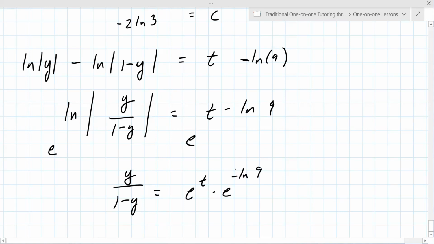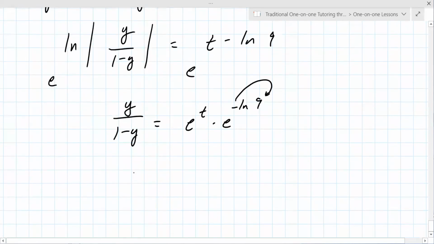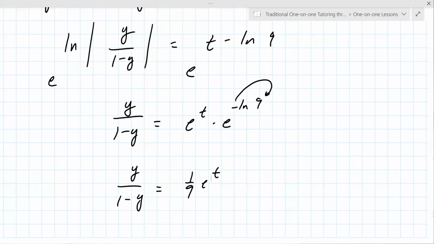You know, this one right here, this negative comes up here, so it becomes negative, or 9 to the negative 1, it's 1/9. So this ends up being y over 1 minus y equals 1/9 e to the t. And from here, it's possible to solve for y. It just becomes pretty messy. Okay. Yeah, that's fine. We can leave it like that.